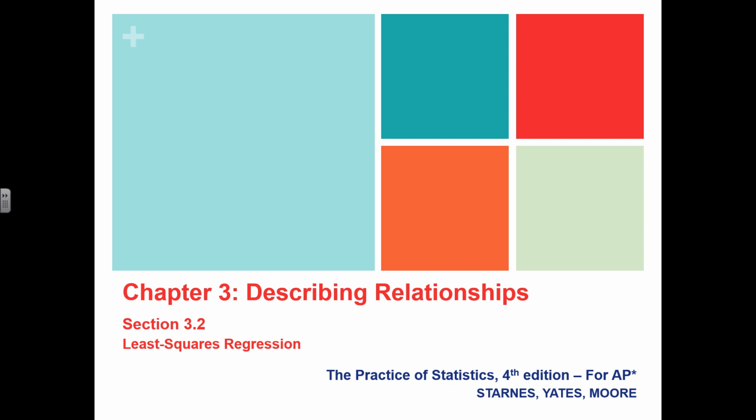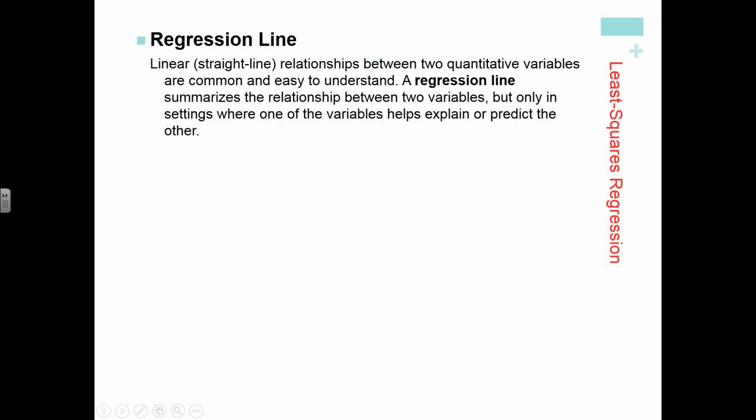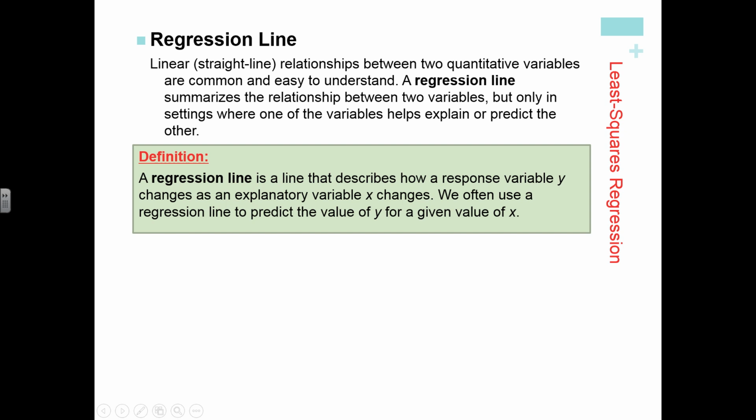Alright, so today we're doing Keeper 3.2, least squares regression. Your regression line is simply a line that describes your response variable and your explanatory variable. So basically it's like your best fit line.